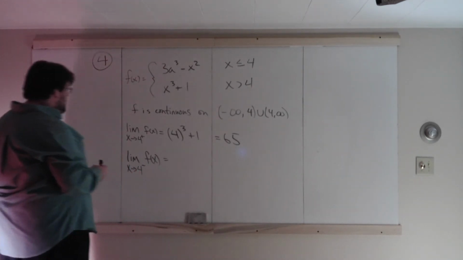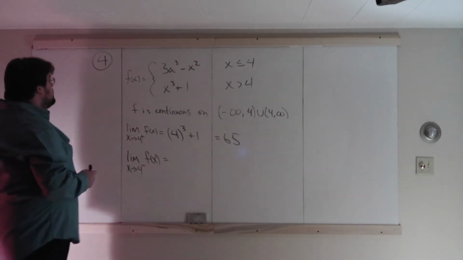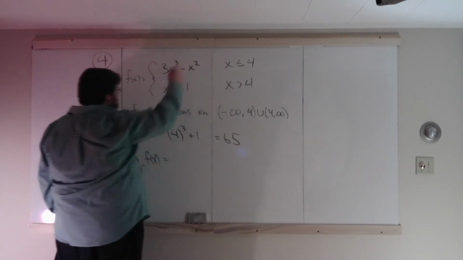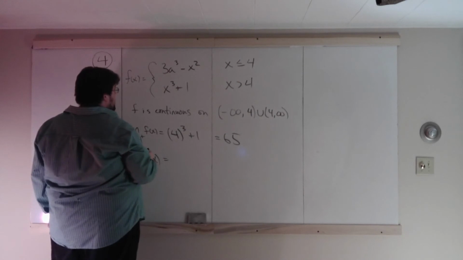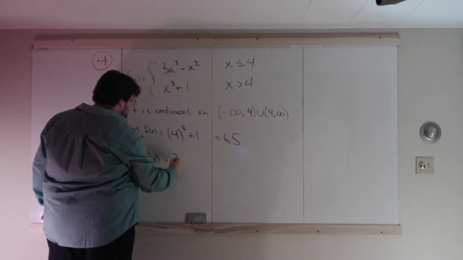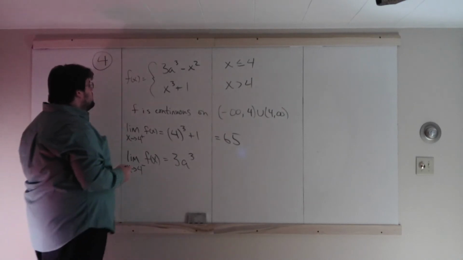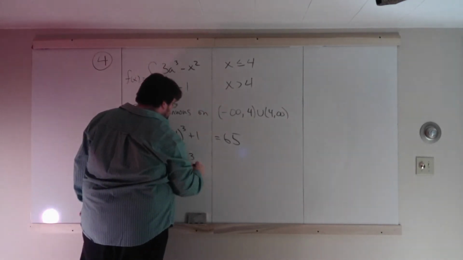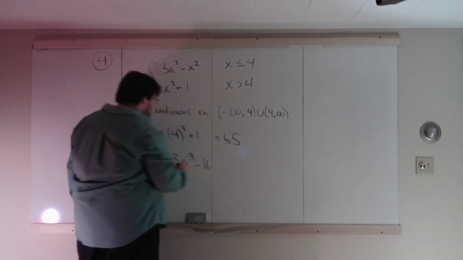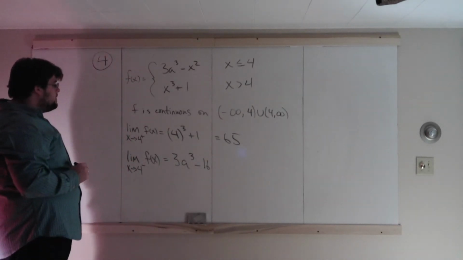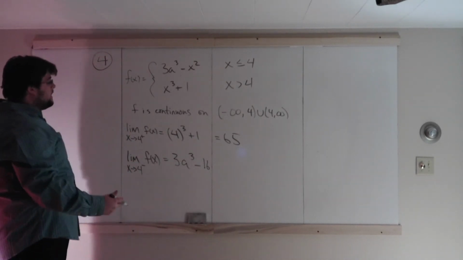Where was I? On the left of 4, the function is defined up here as 3a cubed minus x squared. There are no x's in the 3a cubed, so we're not going to substitute there. But it's negative x squared, negative 4 squared, which is negative 16.